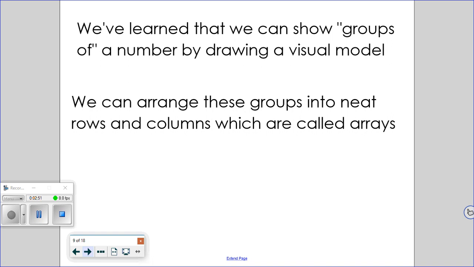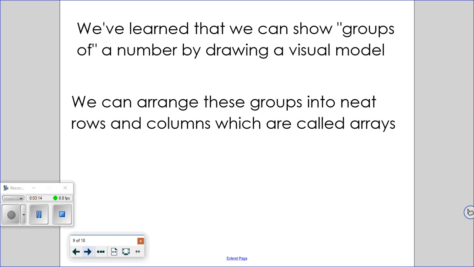Circles and dots. Which one represents the groups? Is it the circles or the dots? Circles are my big groups. And then dots represent how many are going in each group. Very good.